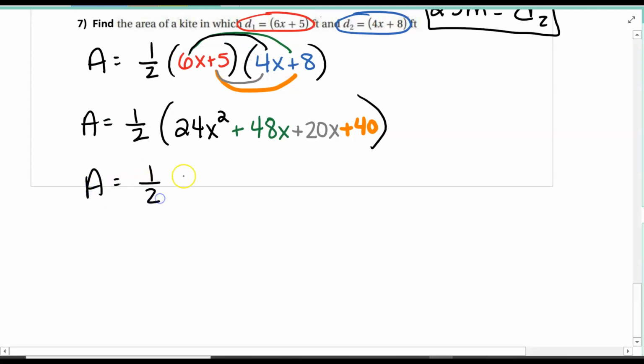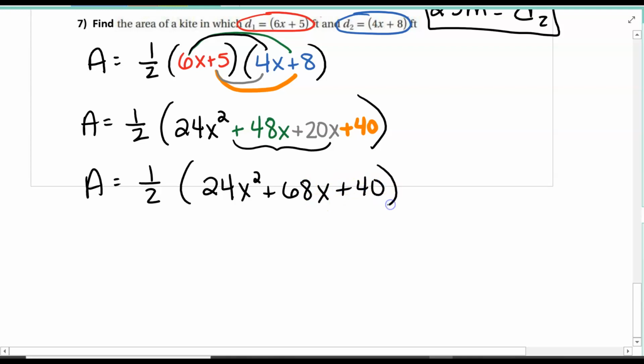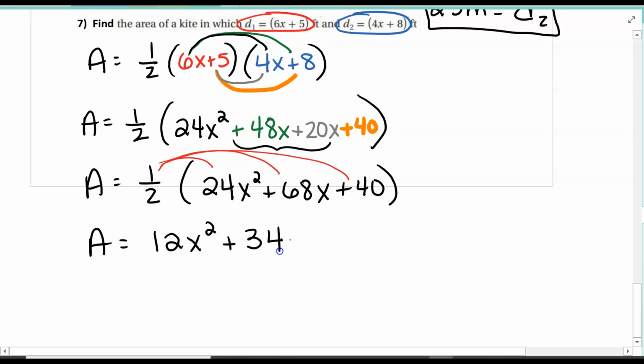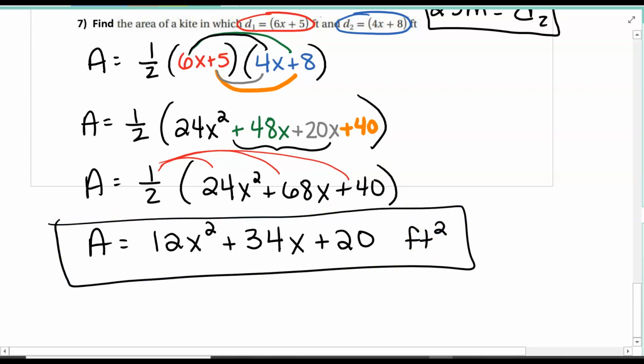Area is equal to 1/2 times 24x squared plus 68x plus 40. And when I multiply every single piece of this by the half, I get my final area as being equal to 12x squared plus 34x plus 20. And in this case, that's going to be feet squared. I don't know what x is, so that's the best I can give for that measure.